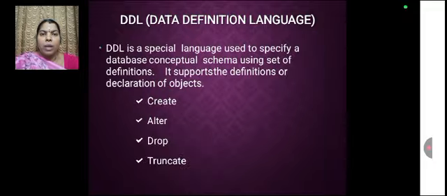Create is a command by which you are going to create a database structure, and alter, if you want to alter or modify the structure of the table or the relation, can be done by using the alter statement. Drop is a statement to delete the entire structure of your table, and truncate is the command which is used to truncate your database.